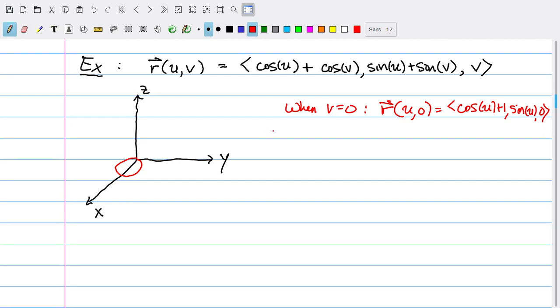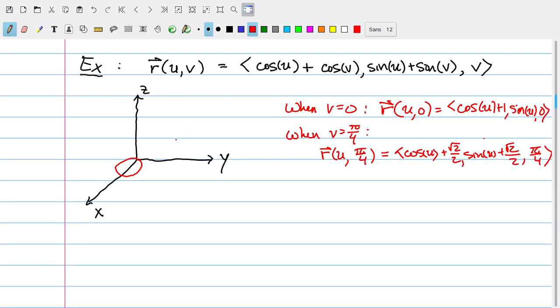And I can do that same sort of procedure. I can also see what happens when v is equal to another number, say pi over 4. And this is going to describe another curve on my surface. It's given by cosine of u plus the square root of 2 over 2, sine u plus the square root of 2 over 2, and pi over 4. So this is going to be a circle in the plane z equals pi over 4, which is again a circle of radius 1, but it's centered at the point (root 2 over 2, root 2 over 2). So it looks something like this.